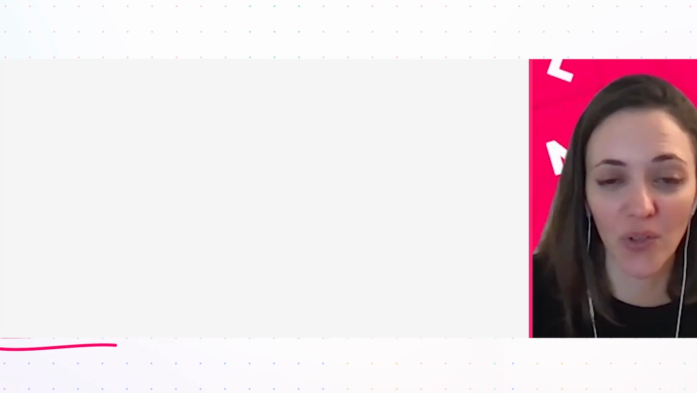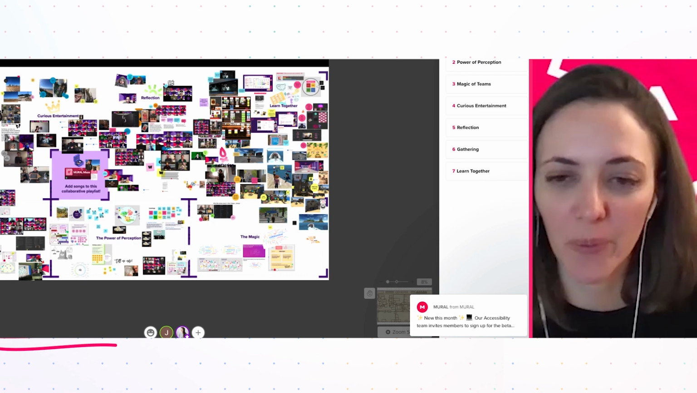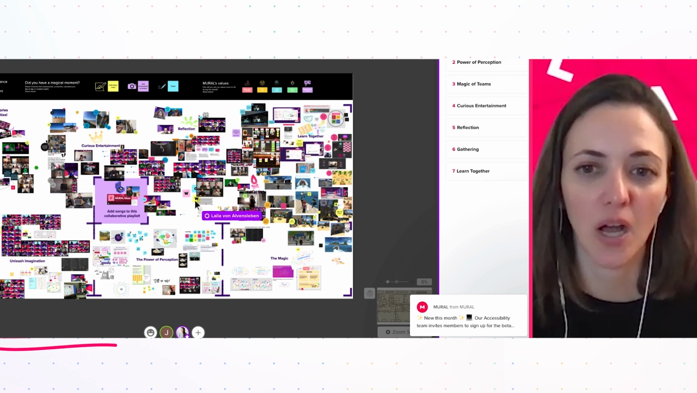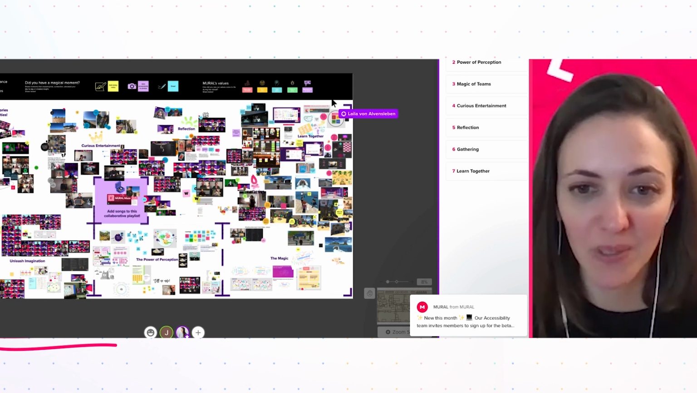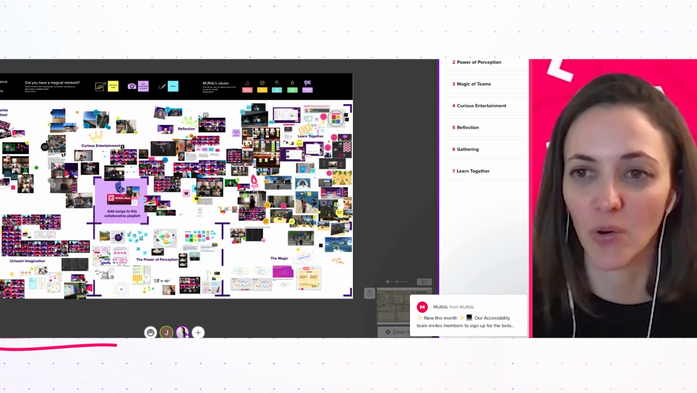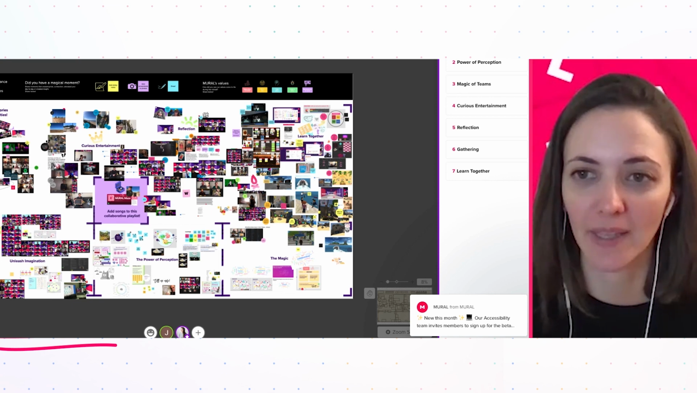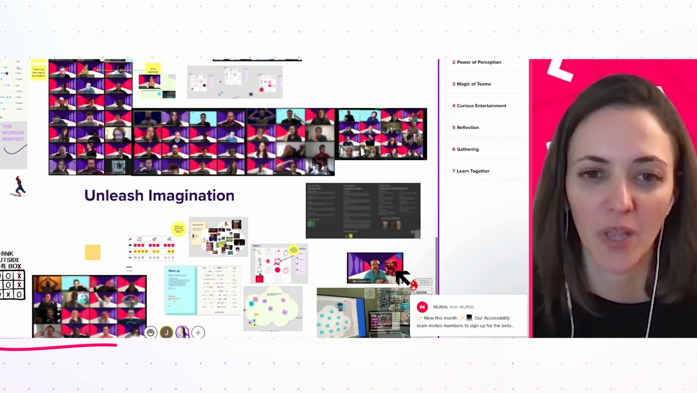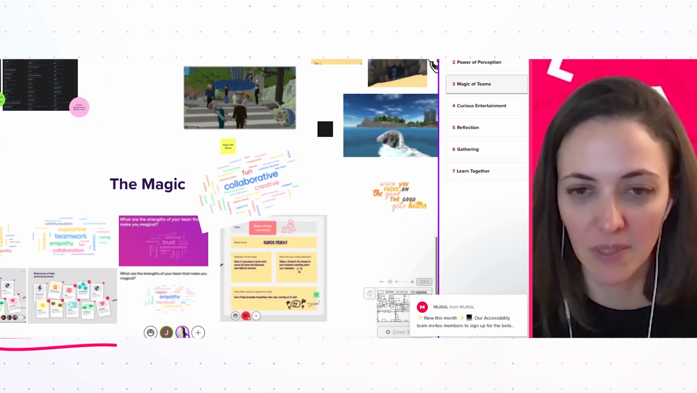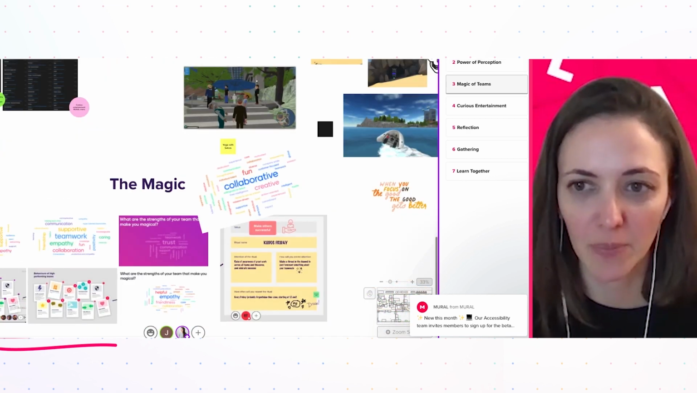And then we also had a mural where we were collecting memories during this 3-day retreat. So this mural was initially blank when we started. We just had some areas named according to the different activities that were happening. So we had different themes here. You can see on the right: Unleash Imagination, Power of Perceptions, and Magic of Teams. Those were 3 types of workshops that people could do.